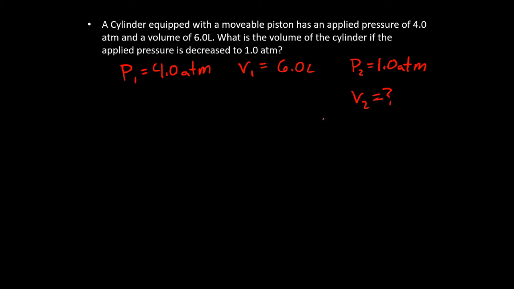Honestly, it doesn't matter which one is 1 and 2. You could have done the 4 and the 6 here as 2 and said that the 1 atmosphere was the P1. The math is going to work out the same, as long as the pressure and volume that go together have the same number, either 1 or 2. It's just usually when I do this, I try to have the initial state be 1 and then the final state be 2. But the math is going to work out either way.